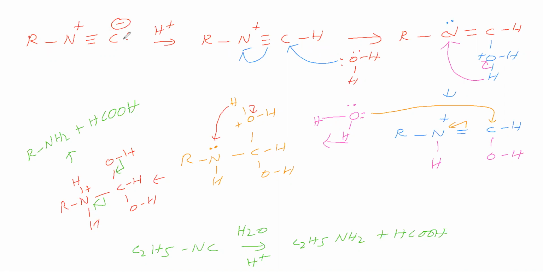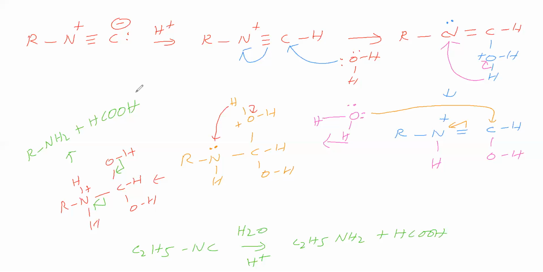First H plus is attacking this C minus, so we got this. Then water is attacking this carbon and the bond is shifting to nitrogen, and we are getting RNH2 and formic acid. So this isocyanide is undergoing hydrolysis. This hydrolysis is initiated by acidic medium. That means H plus is attacking the C minus, therefore we got it like this. Then water is attacking here, so we proceeded and we got primary amine and carboxylic acid.